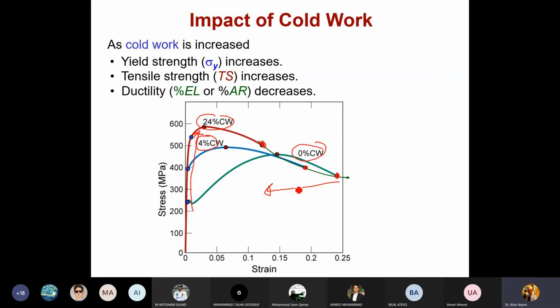And the reason being, as the dislocation motion becomes difficult, the material gets more brittle. So there would come a time that the material would just fracture instead of plastically deforming.